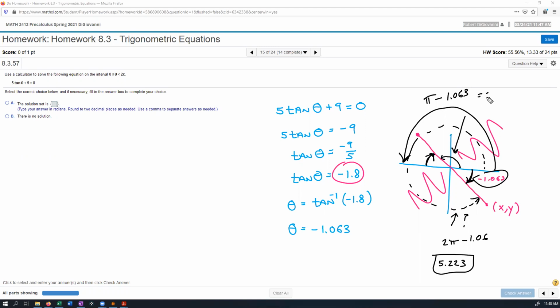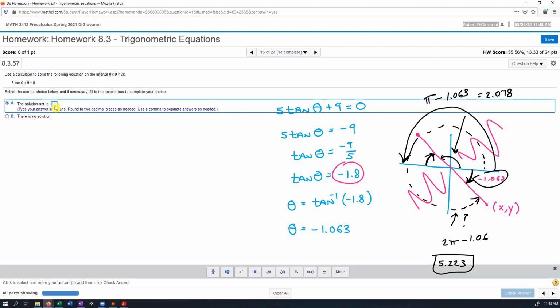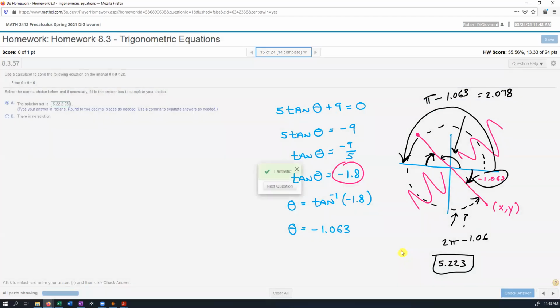I get about 2.078. Okay, I think I might have had some rounding error in here. So this is going to be 5, rounded to the nearest 2 decimal places, 5.22. And the other one we said was 2.08. Okay, you took it, good.